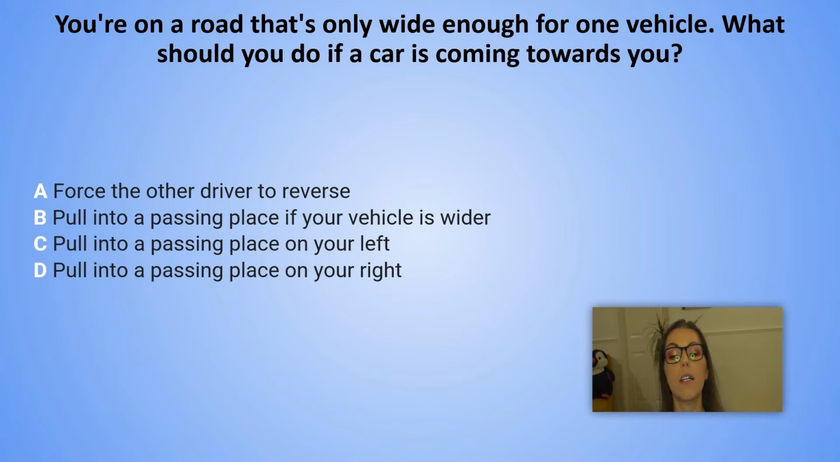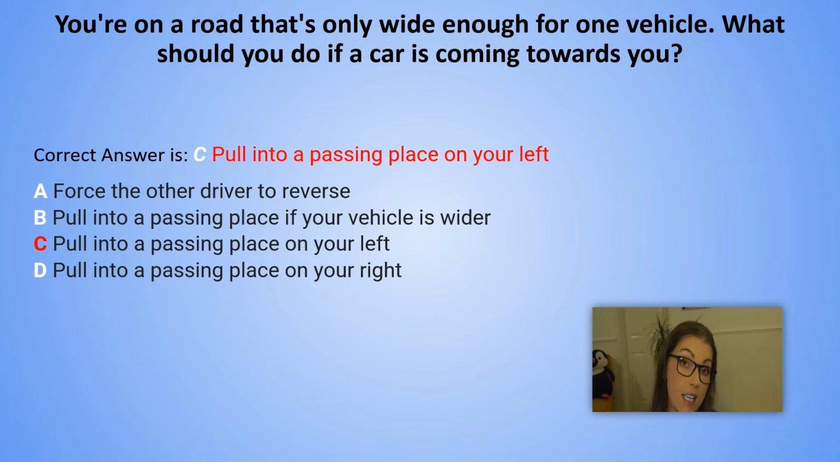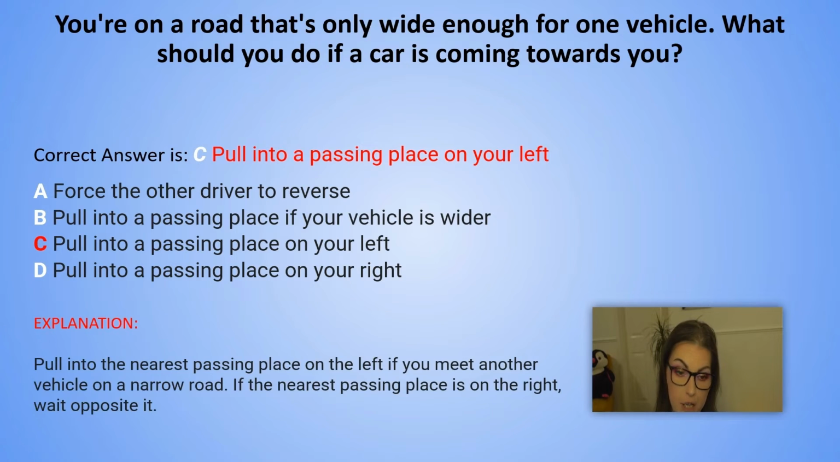5, 4, 3, 2, 1. And the correct answer is C. Pull into a passing place on your left. Explanation. Pull into the nearest passing place on the left if you meet another vehicle on a narrow road. If the nearest passing place is on the right, just wait opposite this place.